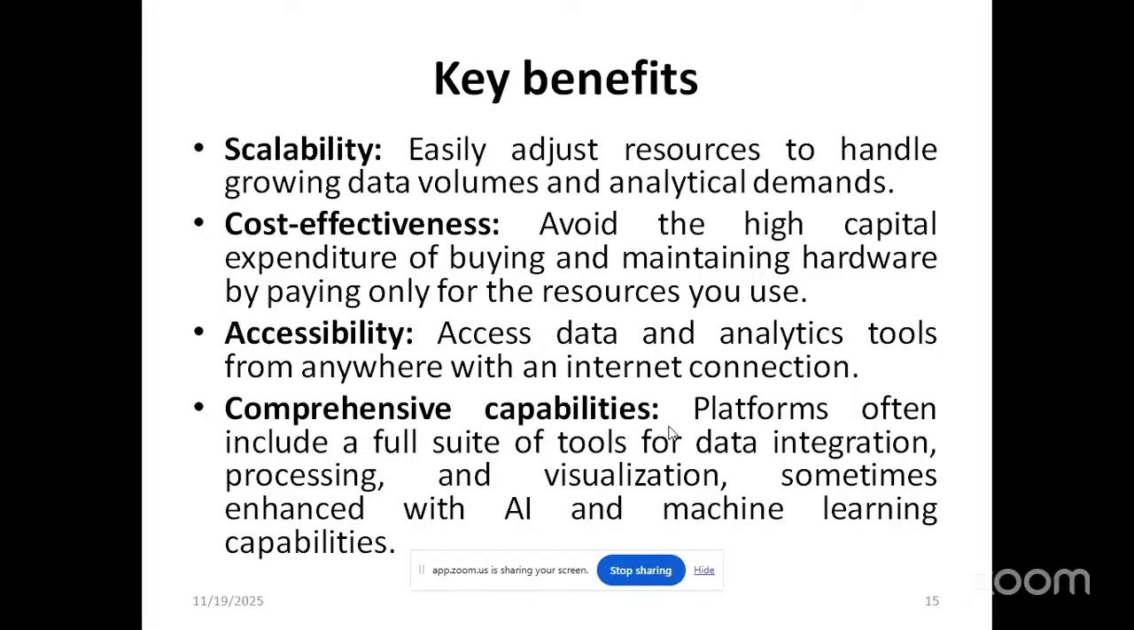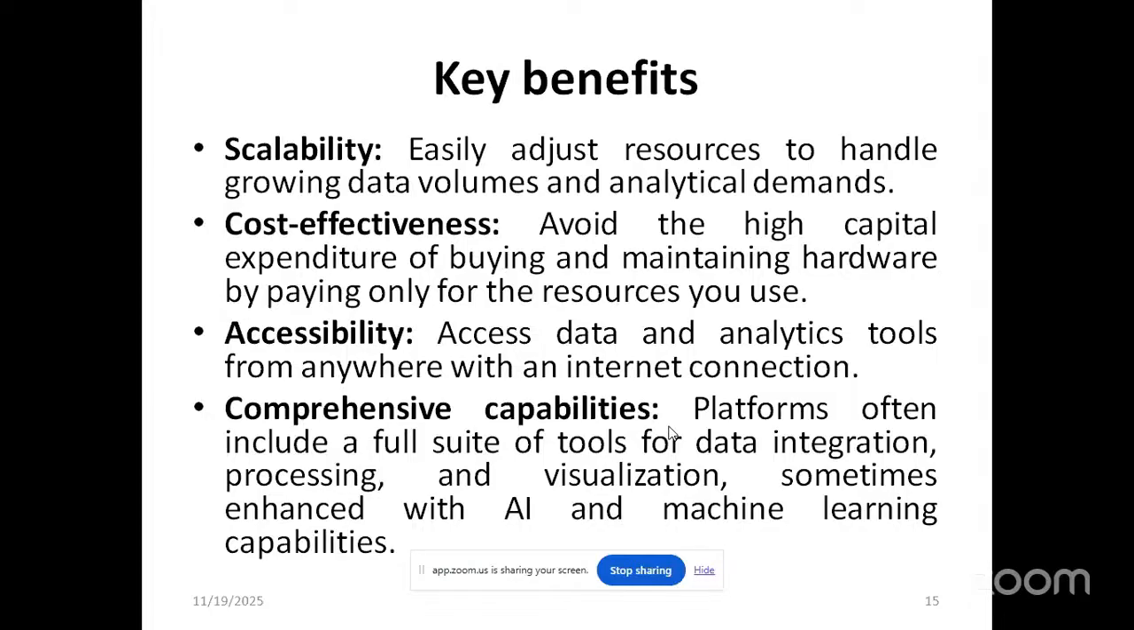Next is cost effectiveness: avoid the high capital expenditure of buying and maintaining hardware, and pay only for the resources you use. Accessibility: access the data and analytics tools anytime, from anywhere with an internet connection. Anywhere in the world, connected to the internet, this accessibility is very valuable for cloud data.